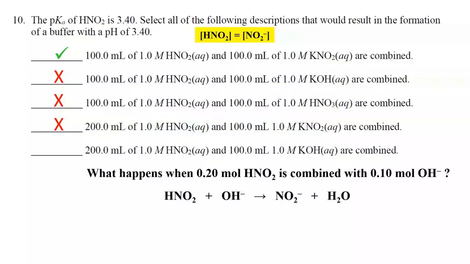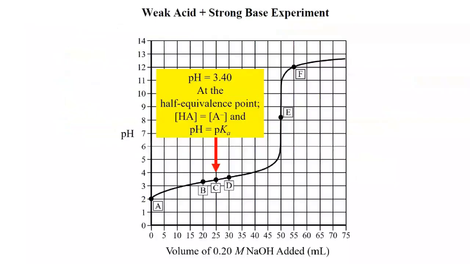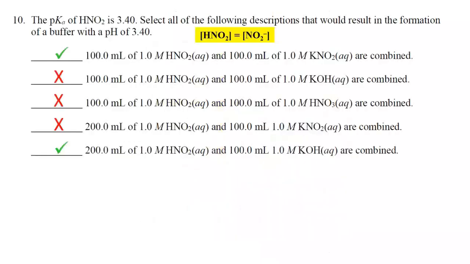So does this sound like a titration experiment? Yes, but it sounds like the one that we're looking for, in that it would be getting us not all the way to the equivalence point, but to the half equivalence point. So because we have half the number of moles of hydroxide compared to the number of moles of nitrous acid, it would result in a mixture in which the concentration of nitrous acid would be equal to the concentration of the nitrite ion. So yes, this would result in the appropriate buffer that we're looking for.